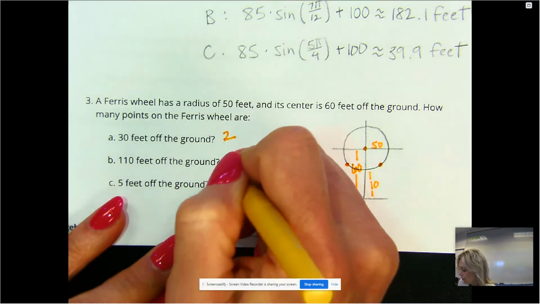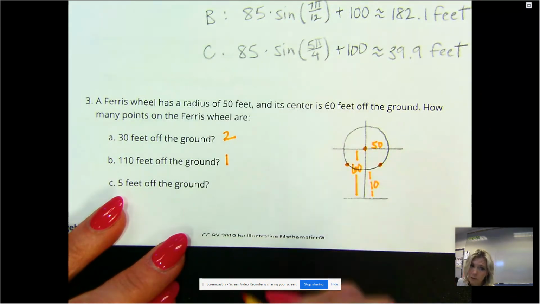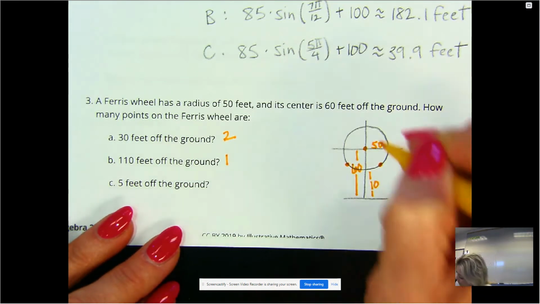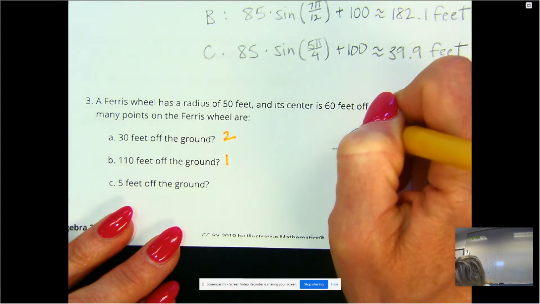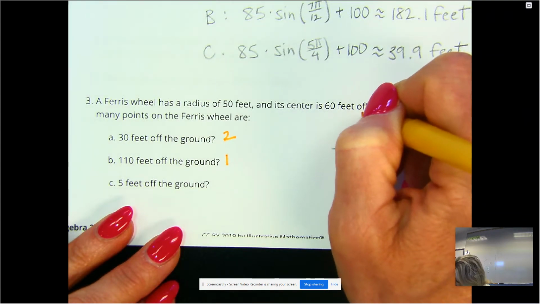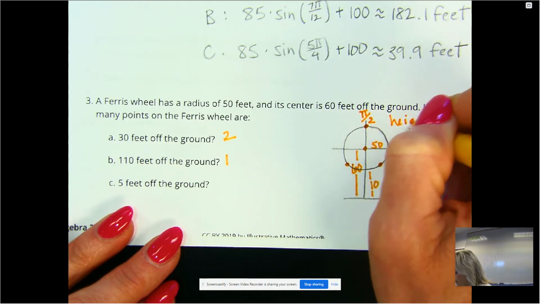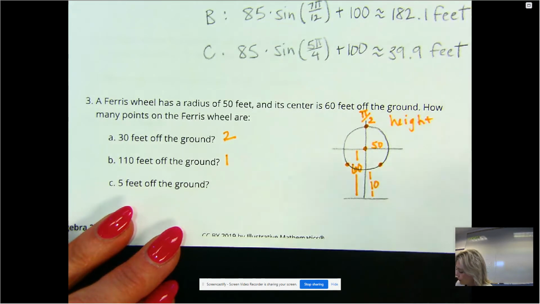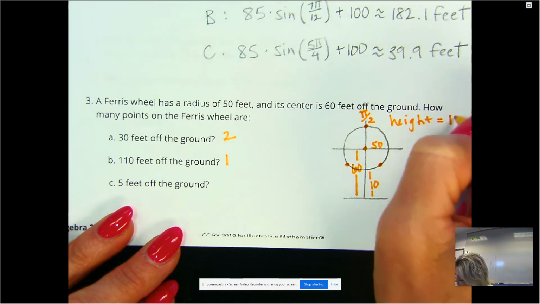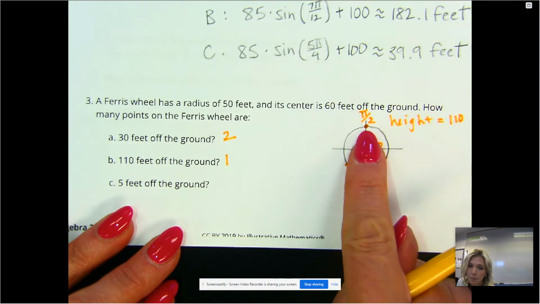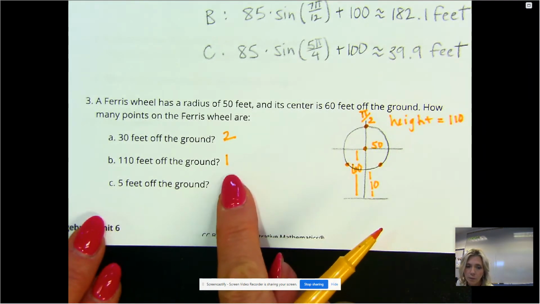110 feet off the ground is only going to happen once, because that's the total of 60 plus 50. So right here at the very tip top, pi over 2, the height is equal to 60 plus 50, which is 110. And that's the only time it's going to equal that, so just one time.